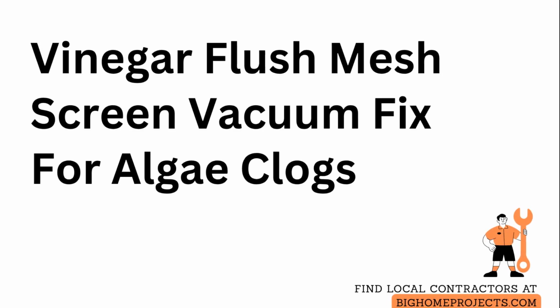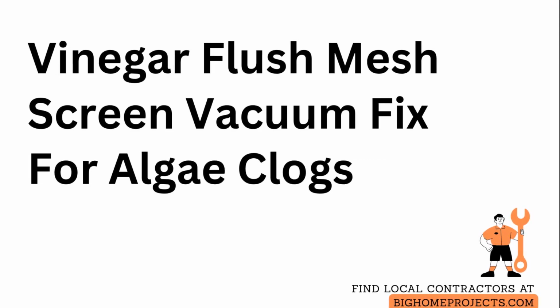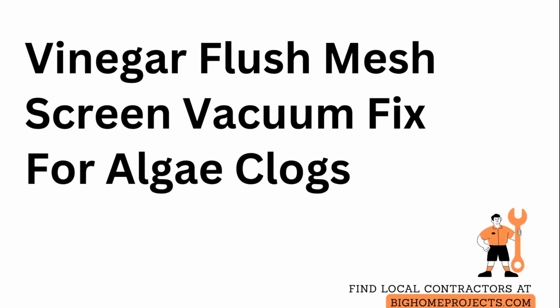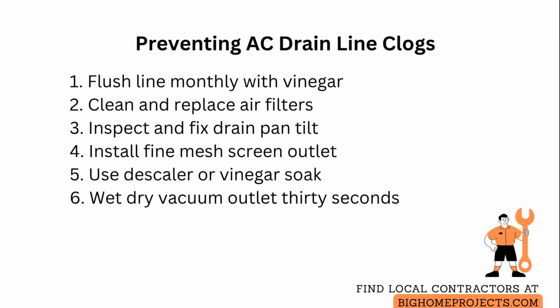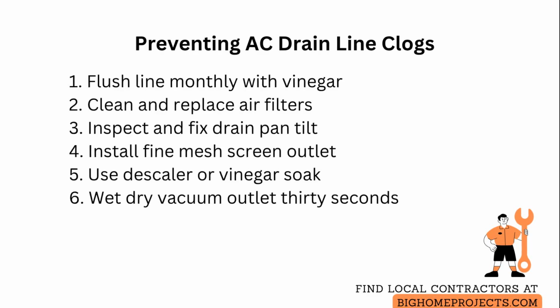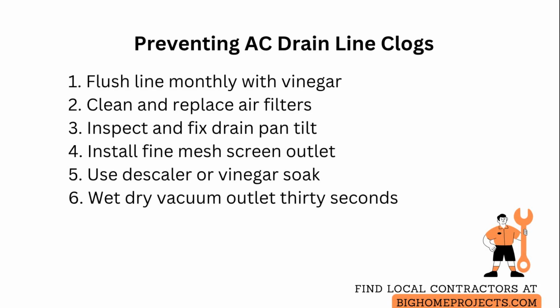Clogs in air conditioning drain lines are usually caused by a mix of organic growth and trap debris that restricts condensate flow. Condensate drain lines most often accumulate algae and bacterial biofilm that form a slimy layer inside the pipe, so flush the line monthly with warm water and a quarter cup of white vinegar to break down the film.